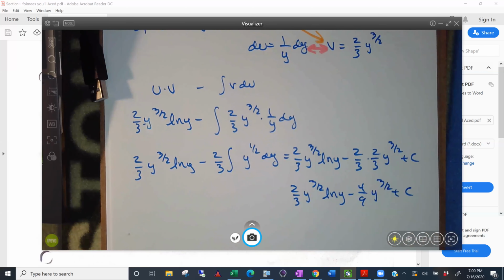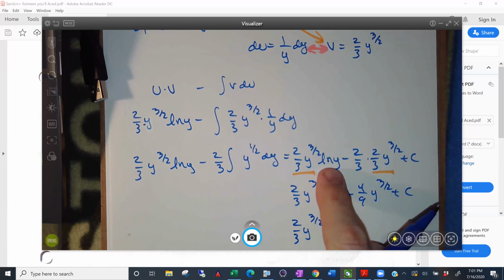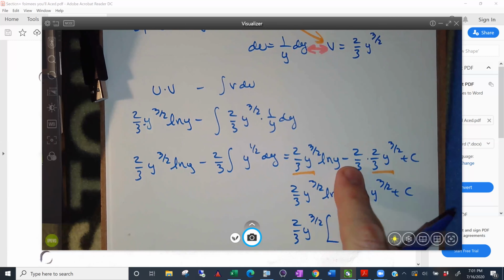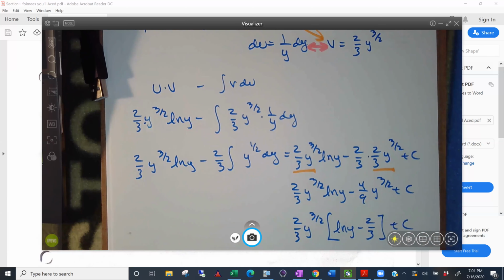If instead you got a little fancy, so you know what, that term and that term are the same, I'd like that. I'd be happy to see that. That'd be 2/3 y to the 3/2. And that would leave behind ln of y minus 2/3 plus a constant. So kind of a nice friendly one to start with. Ooh, but wait, there's more.